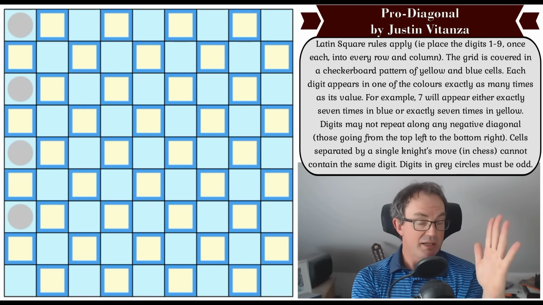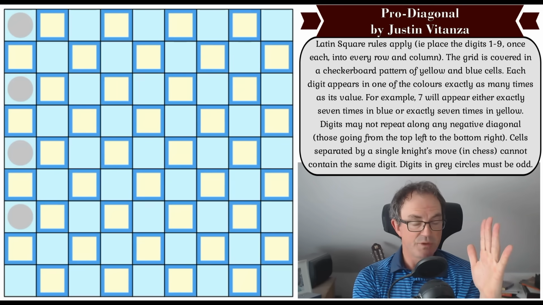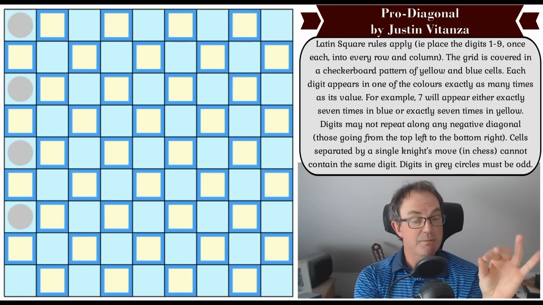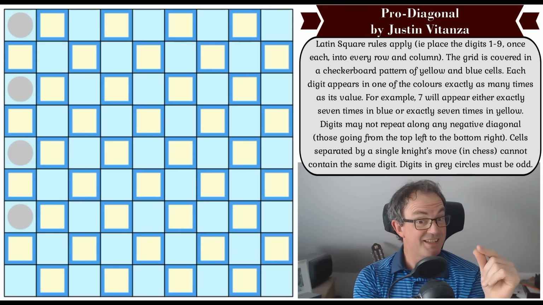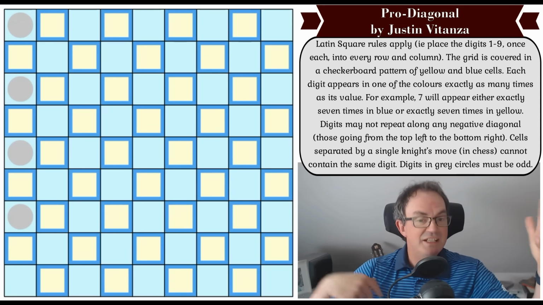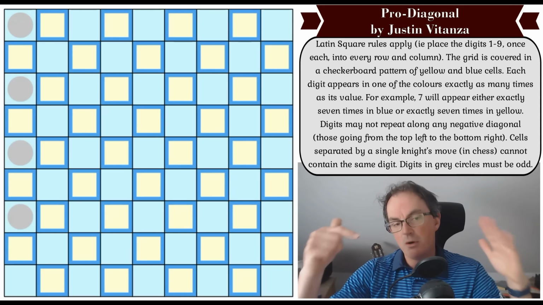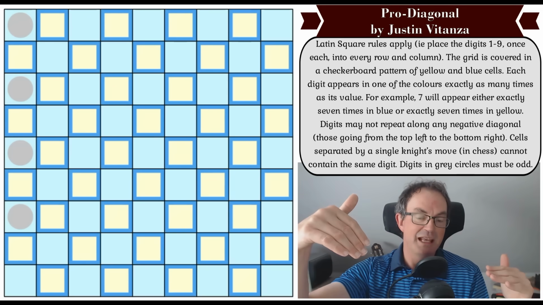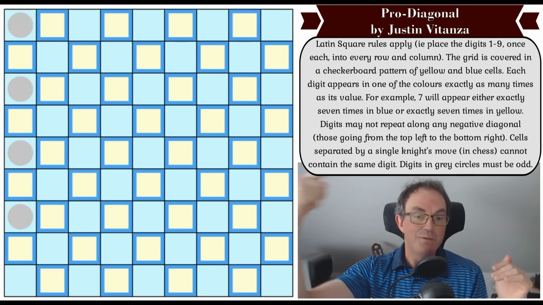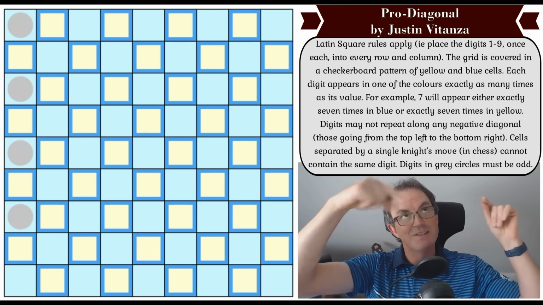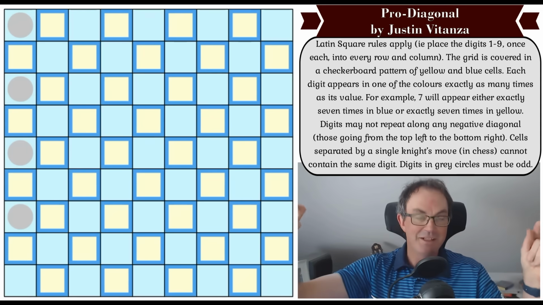Well, there are 9 6s in the puzzle, aren't there, altogether? So if 6 was correctly counted in blue and there were 6 6s in blue, there would be 3 6s in yellow, and that's impossible because you can't have an odd number of any digit in yellow. So 6 can't be correctly counted by blue, and must therefore be correctly counted by yellow. So the even digits 2, 4, 6 and 8 are correctly counted in yellow, and the odd digits 1, 3, 5, 7, 9 are correctly counted in blue.